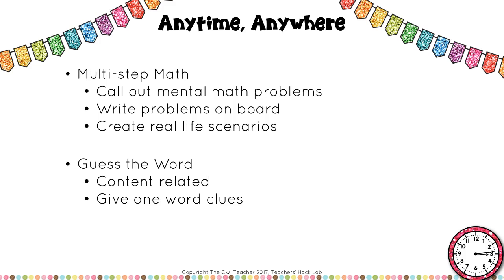Another thing that you can do anytime, anywhere is multi-step math, multiple step problems. You can call out mental math problems. So for instance, depending on your grade level, how you do it, it's up to you, but you could make it simple, like 3 plus 1 minus 1. Or you can make it even more complex by going 4 plus 2 minus 3 times 1 plus 5 plus 2 minus 4. So however you want to do it.